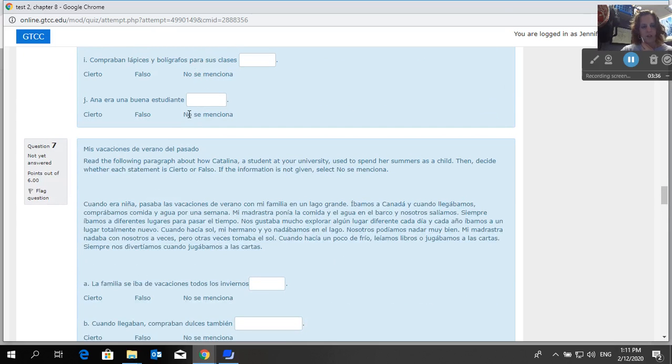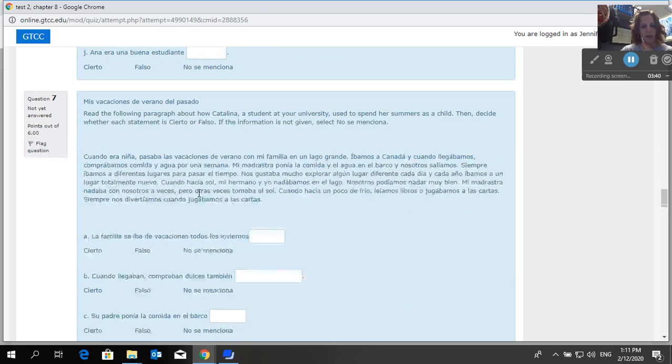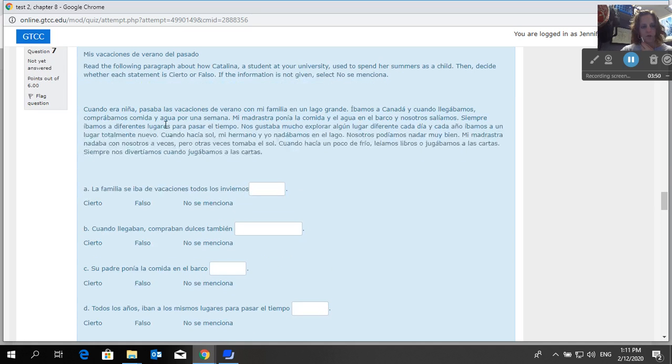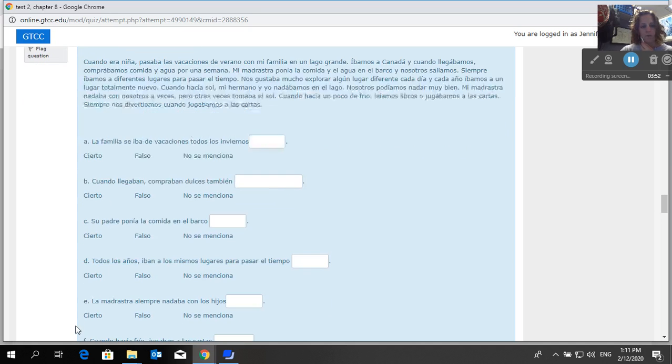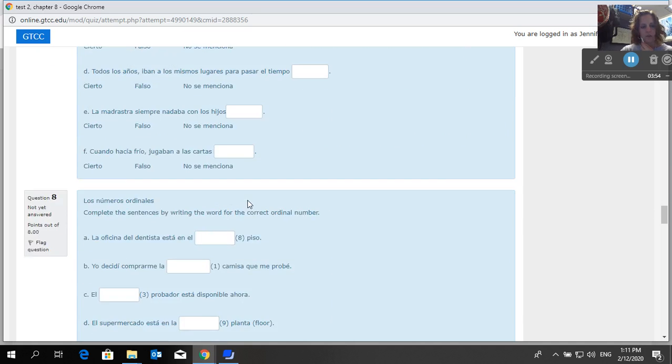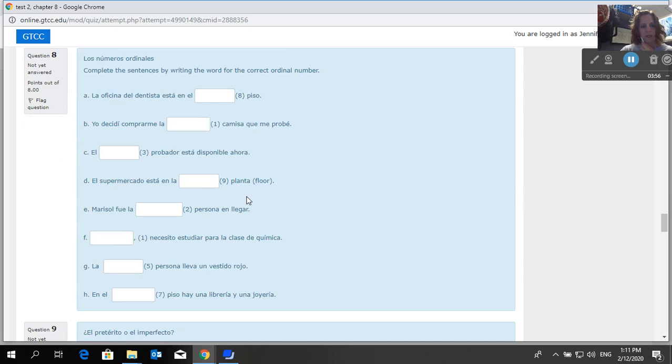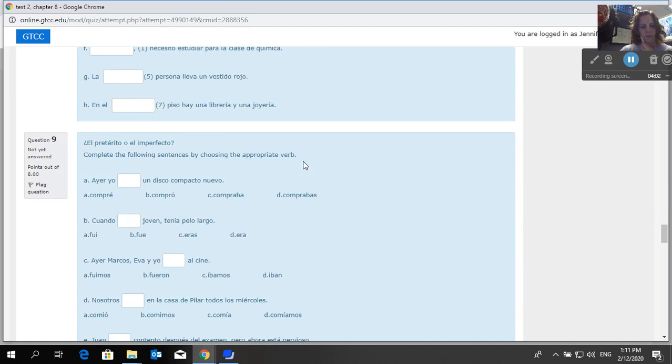Then here it says, mis vacaciones de verano del pasado. Read the following paragraph about how Catalina, a student at your university, used to spend her summers as a child, then decide whether each statement is cierto or falso. If the information is not given, select no se menciona. So just read the paragraph, read the statements below, and decide if they are cierto, falso, or no se menciona. Then here, complete each of the sentences by writing the word for the correct ordinal number.